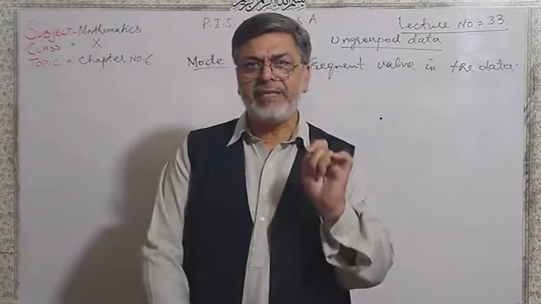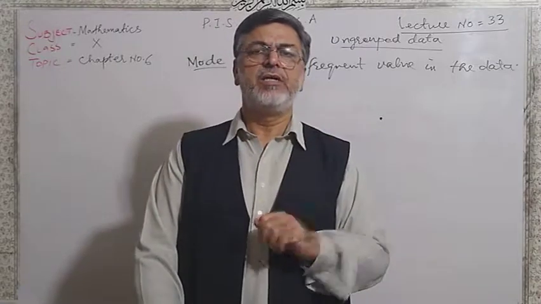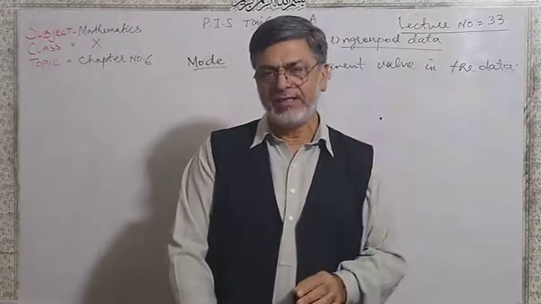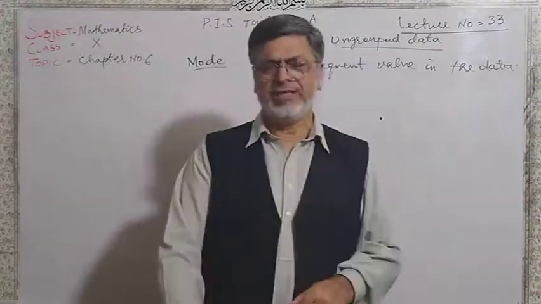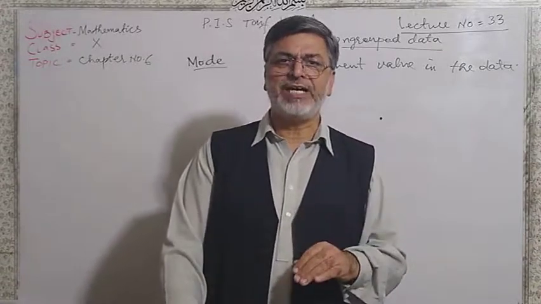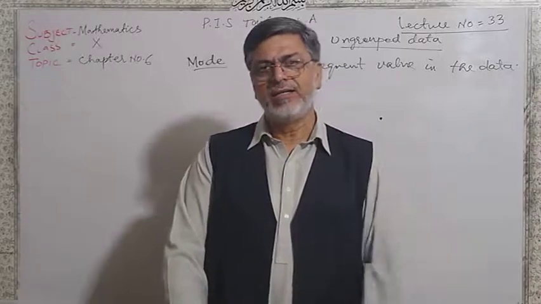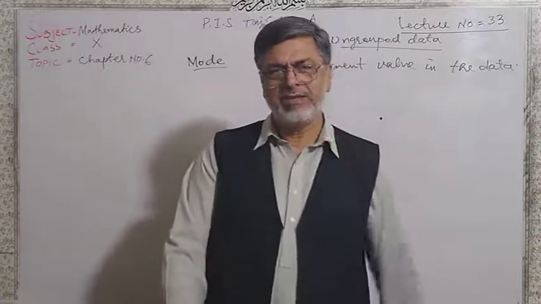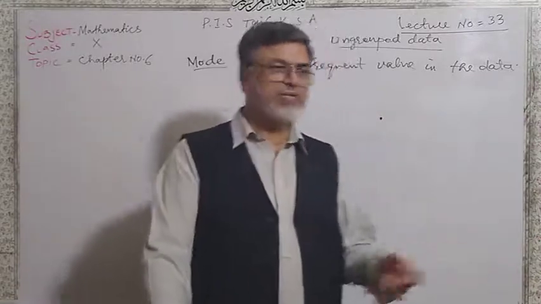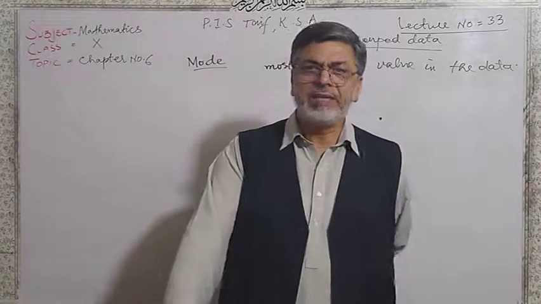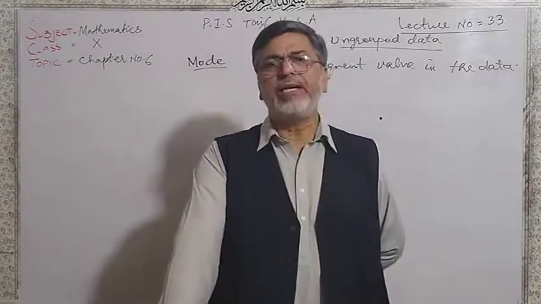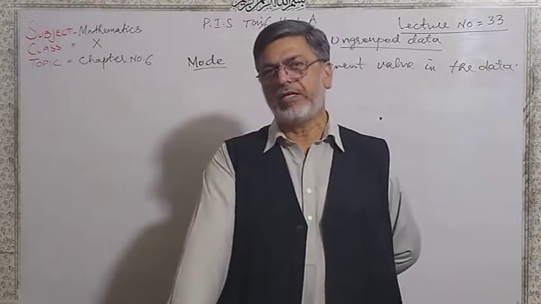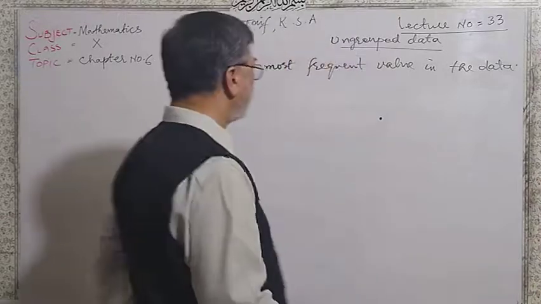Remember that data may have no mode. No number is repeated, for example 1, 2, 3, 4, 5, 6, 7, 8, 9, 10. But we can have more than one mode even. 1, 2, 3, 4, 5, 5, 5, 6, 7, 8, 8, 8, 9, 10. So there are two modes, 5 and 8, because both are occurring 3 times. So keep in mind, in case of ungrouped data, you can have one mode or more than one mode or no mode at all. It depends upon the nature of the data.